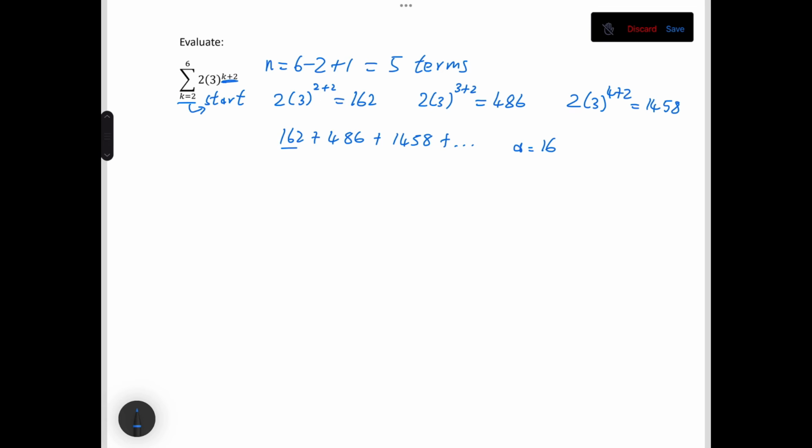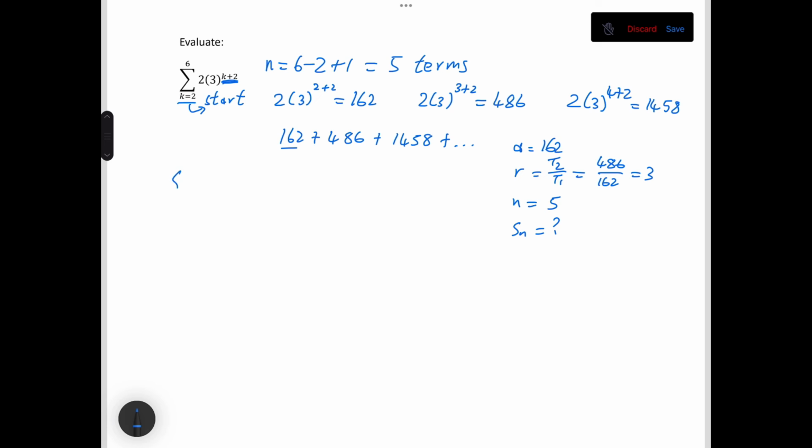Okay, so let's write down what we do know. Our A is 162. Our R, we always test it. We say term 2 divided by term 1, and we check our terms, there it will be 486 divided by 162. That is equal to 3. Our number of terms we calculated on top, that gives us n is equal to 5. And our sum of the terms we don't know yet.